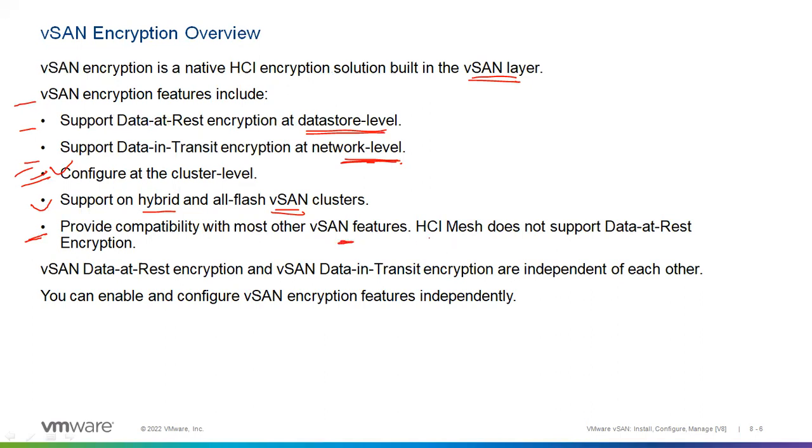HCI mesh does not support it. When I say HCI mesh, if my vSAN datastore is shared among multiple vSAN clusters, at that time data at rest encryption is not supported. So data at rest encryption and vSAN transit encryption are independent from each other. We can enable the individual feature or we can enable both together. And for this feature, we require vSAN Enterprise Plus as a license.